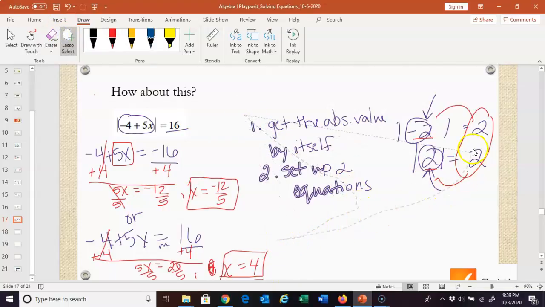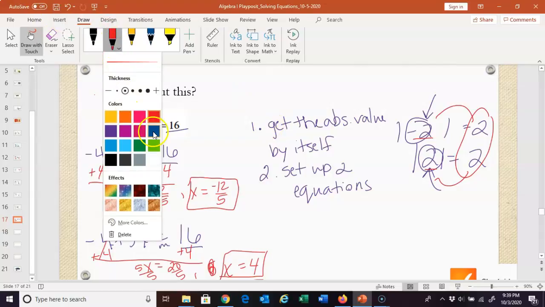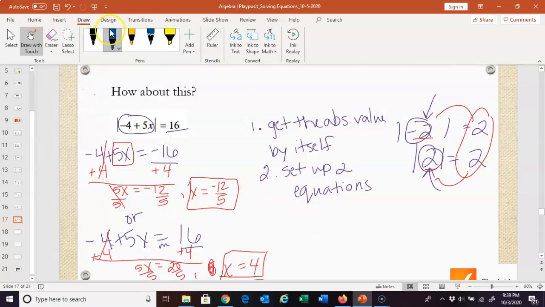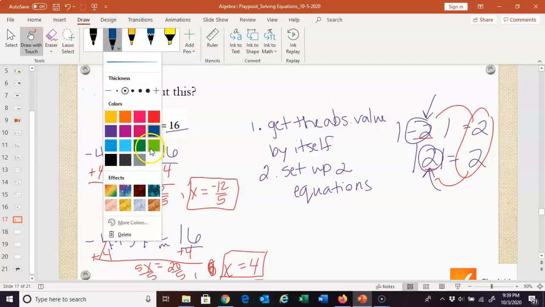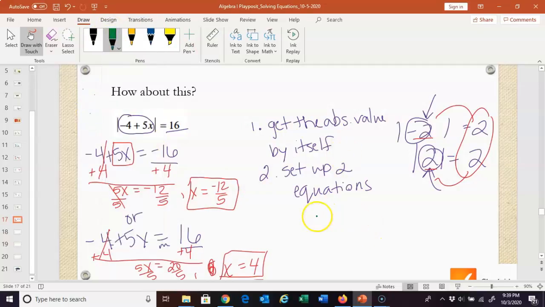Let's see if I can move all of this. I'm not sure that I can. No, it's not going to do that. Okay. Let me get another color that's like a totally different color. Here we go. Let's do the check down here.